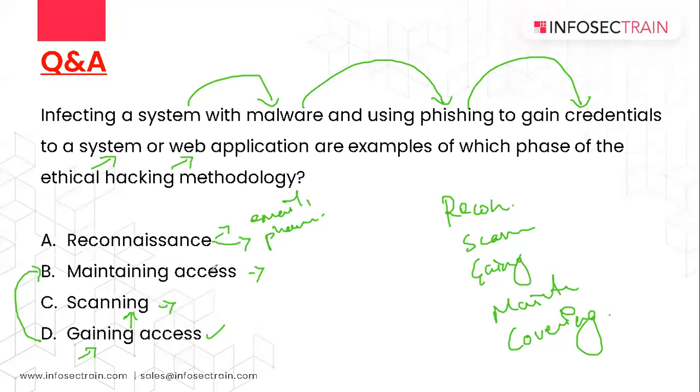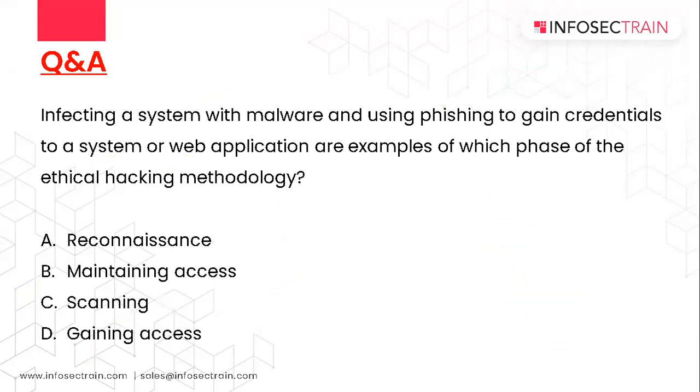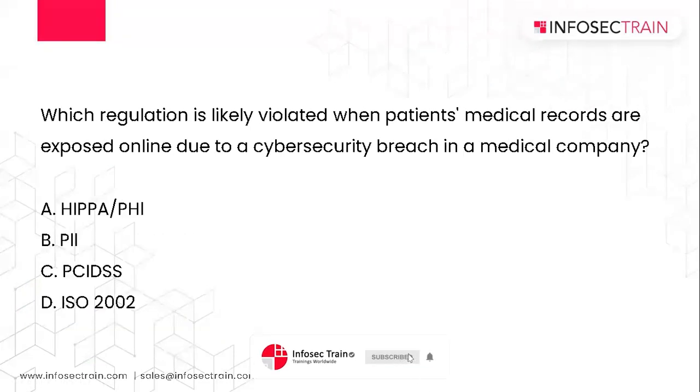Then after this, we have our maintaining access. In this, the attacker will try to create persistence over here. That is what maintaining access is. So over here, the correct answer is gaining access. Then what about this one?